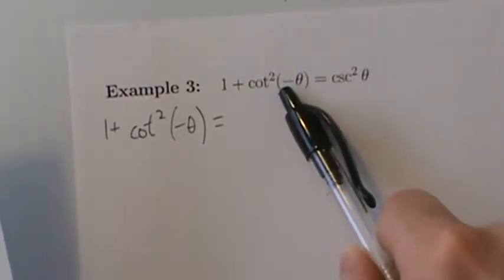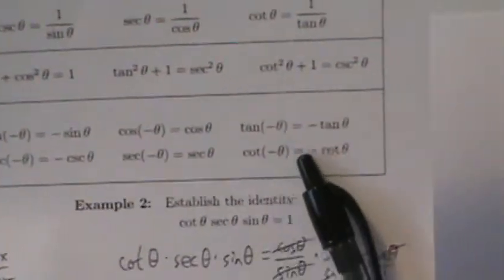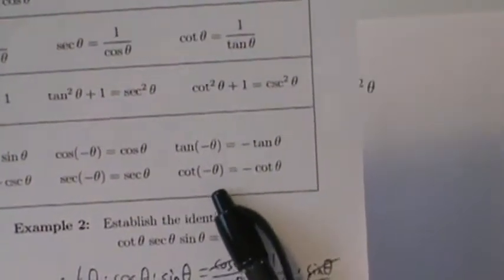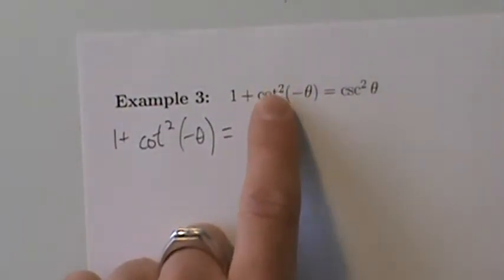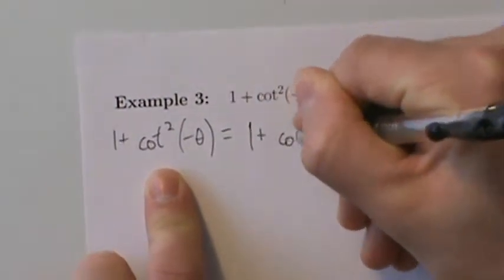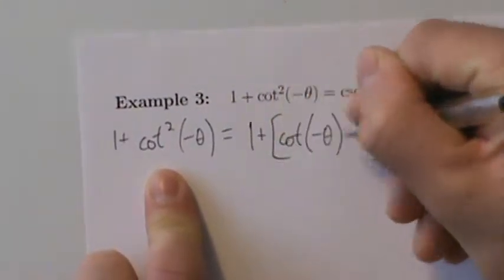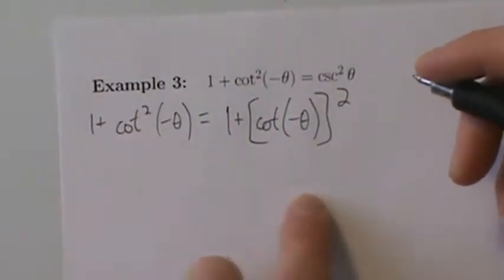Okay, so what are we going to do with that negative theta? Well, if we have a negative theta instead of a theta, that kind of looks like an even-odd identity type thing. So let's see if maybe we can somehow use this. Cotangent of negative theta, we know that's negative cotangent of theta. So we're going to want to use that somehow, but we have a squared on here, so we have to be very careful. Remember, this squared is a shorthand notation. So first we're going to rewrite this without the shorthand. This is the same thing as 1 plus cotangent of negative theta, and then that entire thing squared. Remember, this cotangent squared is just shorthand for this type of thing here.